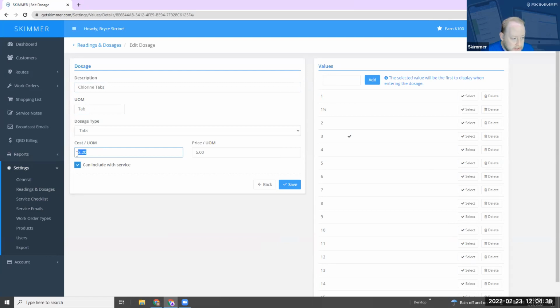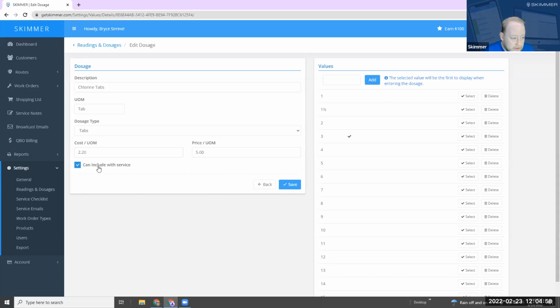So this looks like it's based on what the price was over the summer. And then your price per unit of measure. Yeah, I have $5 in here. This might not necessarily be what you would charge your customer, but this is the number that you would want, so this is what the customer is paying.